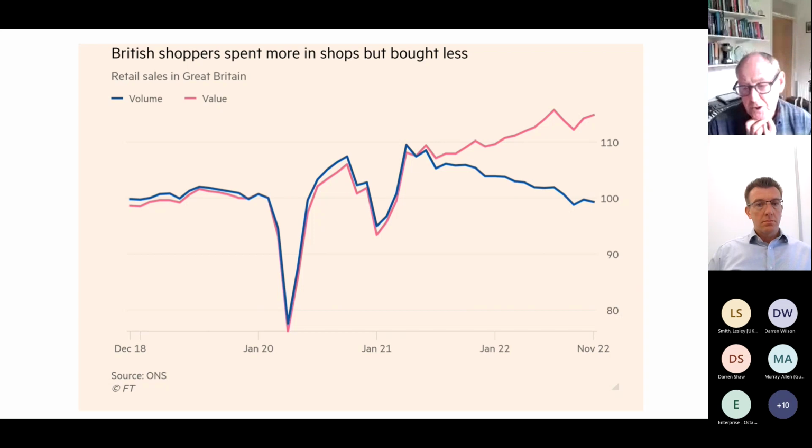It doesn't mean people have stopped spending. It means they're getting less for their money. And it always makes me smile when you hear journalists saying, well, people really have lost confidence and, you know, retail sales are weak. Well, yeah, people are spending more, but they're getting less. That's what inflation does. So there isn't a shortage of spending. It's just prices are too high. Next slide.